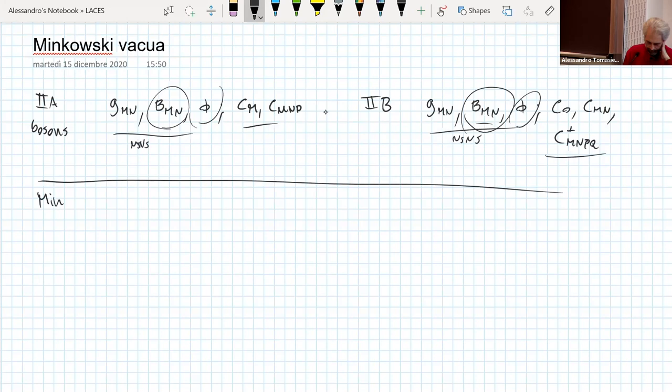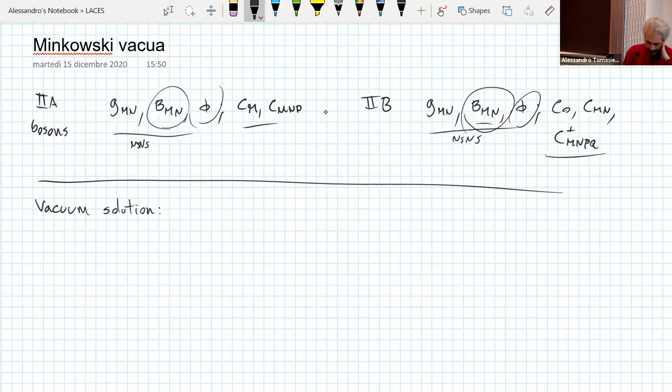So, actually, let me not necessarily assume Minkowski. I'll tell you that we'll shortly land on Minkowski, but let me for now say more generally, what is a vacuum solution? Since we are going to start an exploration of more general vacua, it's good to tell you what a more general vacuum is.